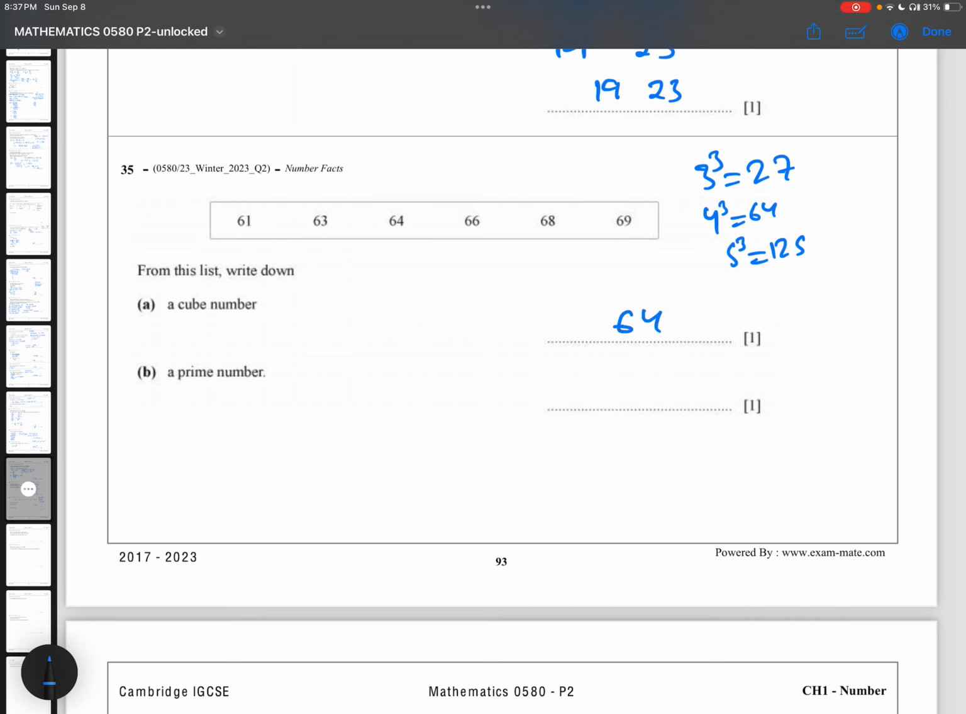Now we have to write the prime number. So 63 comes in the table of 3, 64 and even number 66, again even number 68. Again 69 comes in the table of 3. So 61 is the only number that doesn't come in any table except for 1 and 61 itself.